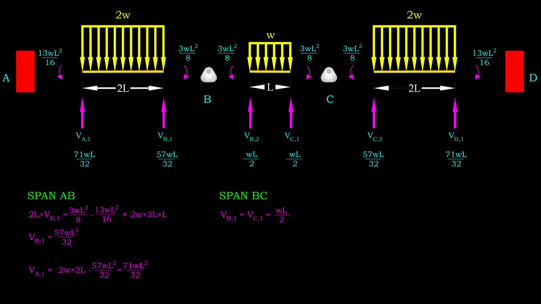For span BC, since it is symmetrical, we know the shear forces at nodes B and C are equal. Using equilibrium in the y direction, we know they are equal to WL over 2. Span CD is the mirror of span AB, since the entire beam is symmetrical.